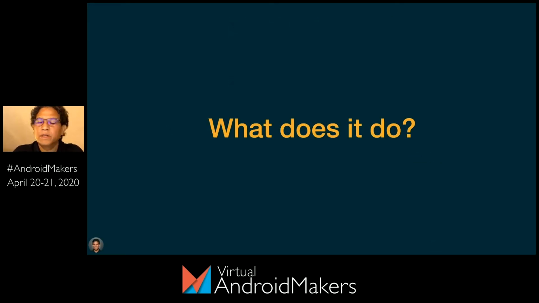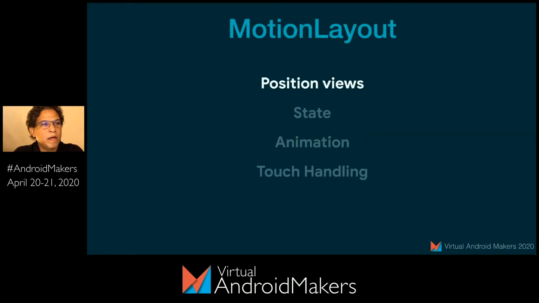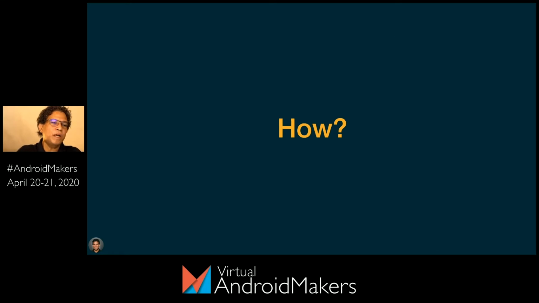So what does it do? You can position your views just like any layout can. You can control a series of states so that in MotionLayout, you have a concept of constraint sets, which is from the original, but we sort of think of them as states of your layout. And you can switch back and forth between different states. And in switching between those states, you achieve animation. And on top of that animation, you can actually drive the animation with touch handling. So let's see how we put that stuff together.